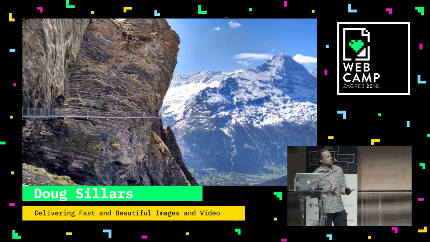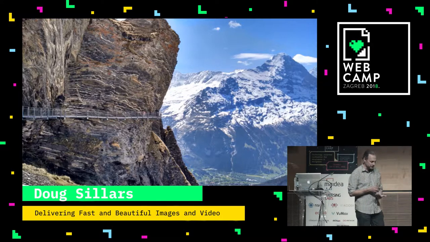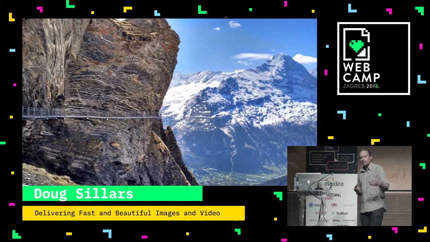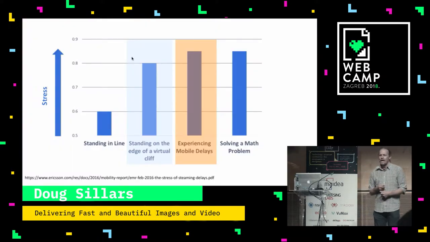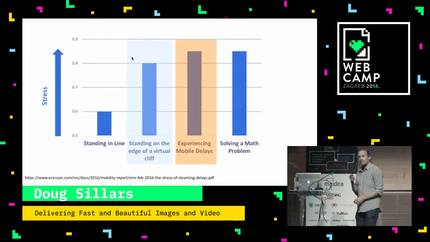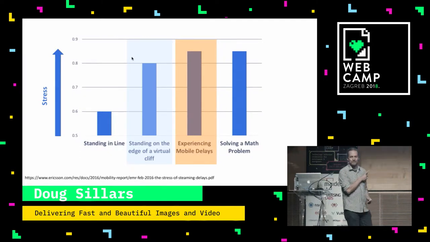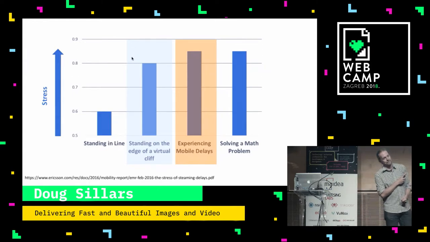But about a year ago, Ericsson did a study looking at what causes stress to people. They put sensors on people's heads to measure stress responses to different things. They found that queuing in a line raises people's stress, and that walking on the edge of a cliff raises people's stress levels. But interestingly, they found that mobile delays are more stressful than standing on the edge of a cliff.